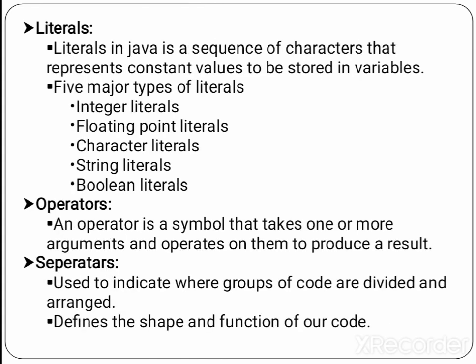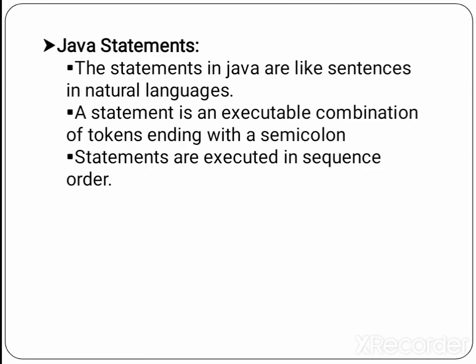Literals. Literals in Java is a sequence of characters that represent constants. 5 major types of literals: integer literals, floating point literals, character literals, string literals and boolean literals. Operators. An operator is a symbol that takes one or more arguments and operates on them to produce a result. Separators. Used to indicate where groups of code are divided and arranged. Defines the shape and function of our code.